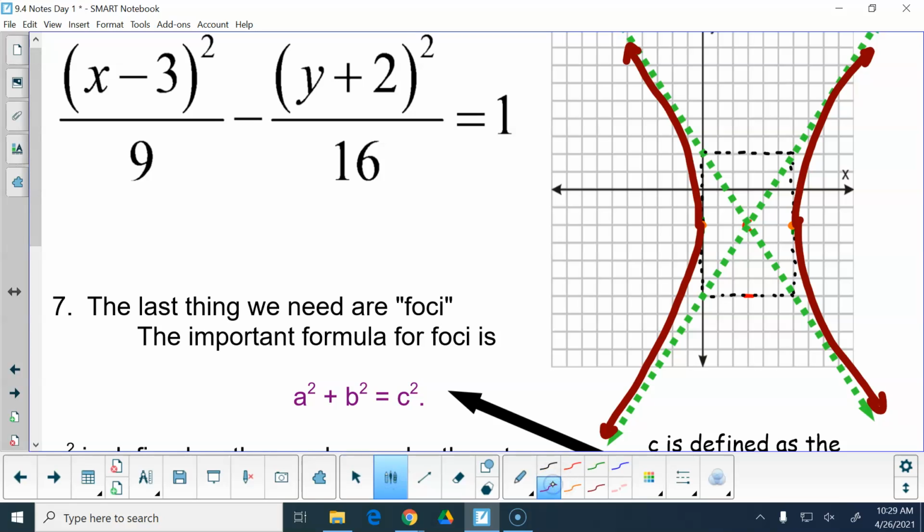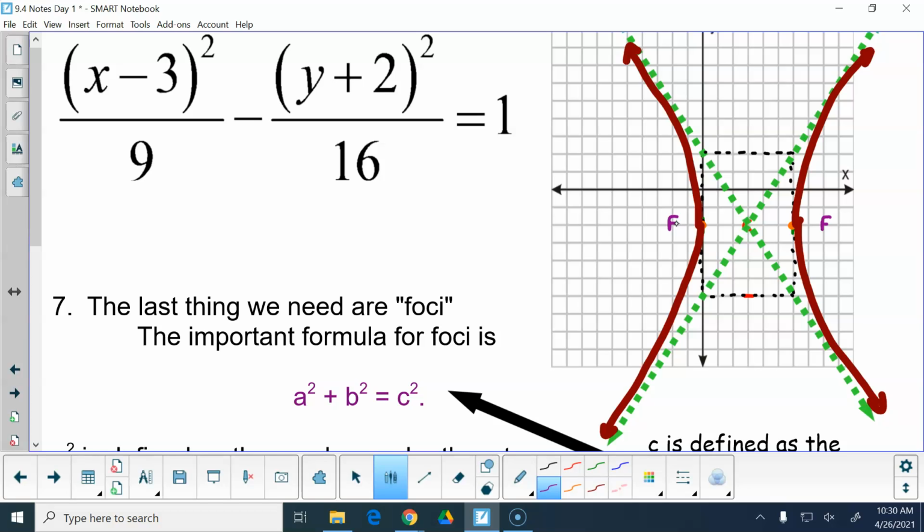On the graph, we could also do that off of the graph. We could go 5 away from the center. 1, 2, 3, 4, 5. There's one focus. 1, 2, 3, 4, 5. There's the other focus. And then we could say, well, the left one's at negative 2, comma, negative 2. The right one's at positive 8, comma, negative 2.